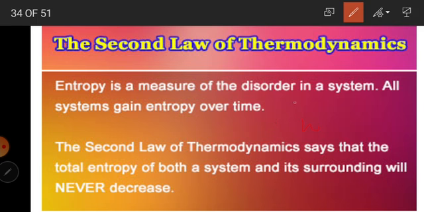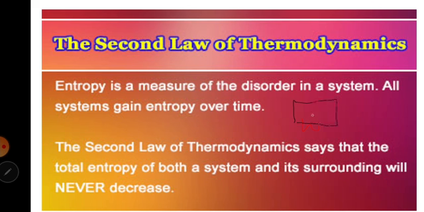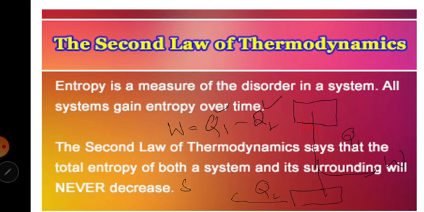For example, here is a system, the HTR, and Q1 amount of heat is taken from it. A part of this is used to do work and the rest of the energy is rejected. So the work done will be equal to Q1 minus Q2. Q2 is the heat rejected, and Q1 is the amount of heat taken from the HTR. This is called the sink, to which heat is rejected.